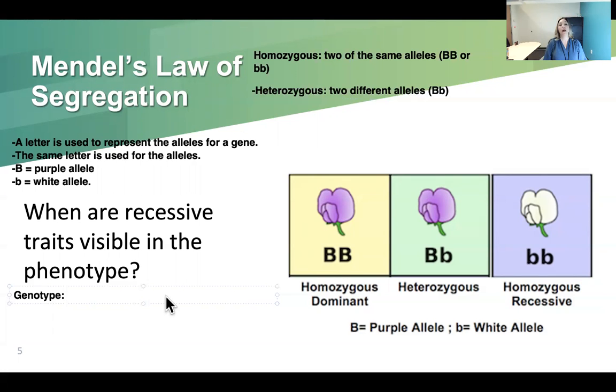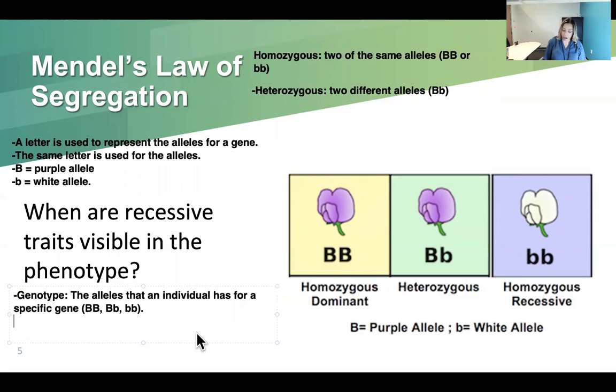So for genotype, I'm going to write the alleles that an individual has for a specific gene. So examples of the genotype would be big B, big B, big B, little b, little b, little b. So when you are doing genetics problems with like Punnett squares, the letters are the genotype. And I will explain in just a minute why we have to differentiate between genotype and phenotype.